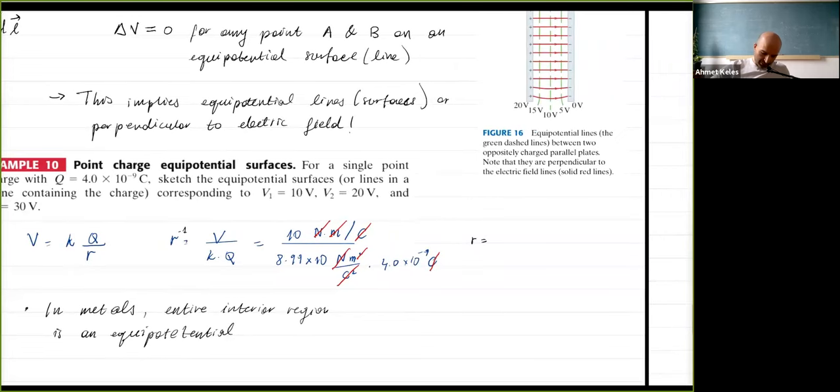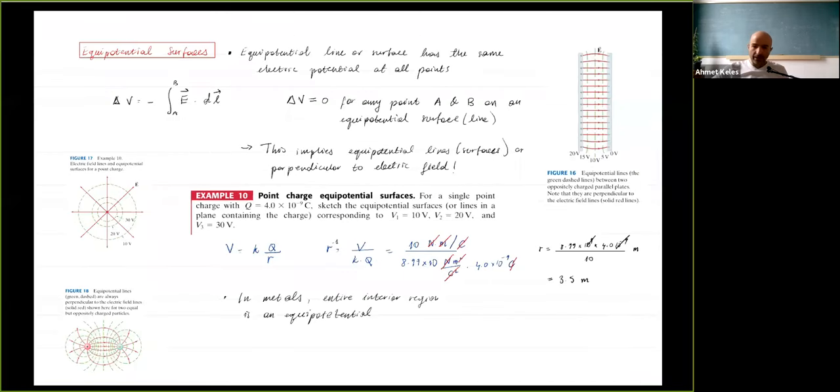Then R is equal to 8.99 times 10 to the 9 times 4.0 times 10 to the minus 9, and divide this whole thing by 10, and this is in meters. This is gone. This is like 8.99 times 4.0 divided by 10. It's like 3.5. All right. So I think that's correct, right? So you should check for the other ones, like 20 volts and 30 volts and so on, right?